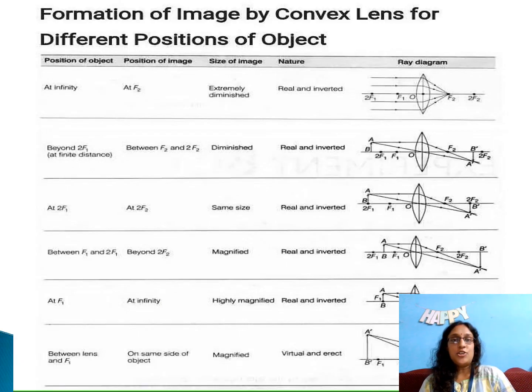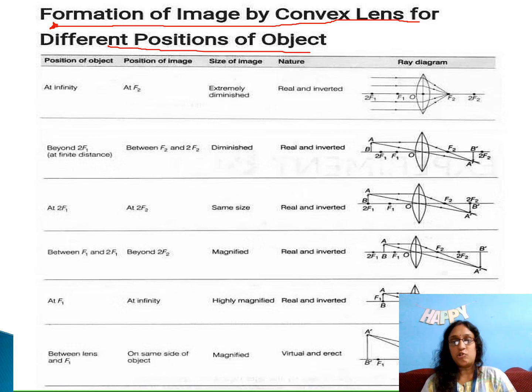Can you see here? Here is the formation of image by convex lens for different positions of the object. They have tabulated the position of the object, the position of the image, the size of the image and the nature of the image, and here comes your ray diagram. If you can see from here, the object is somewhere at infinity. The position of the object is infinity, so they didn't mention where exactly the object is.